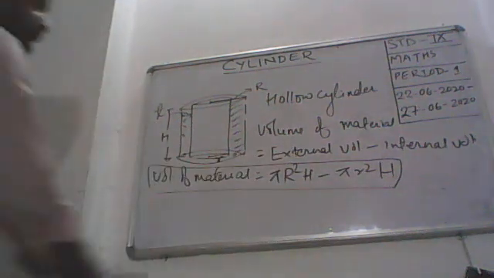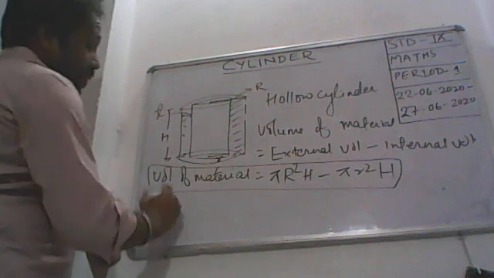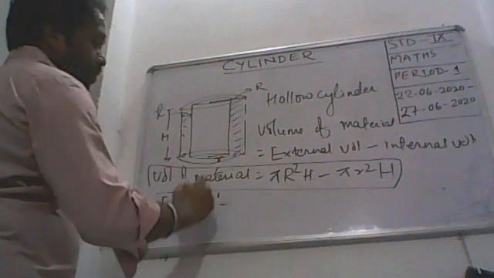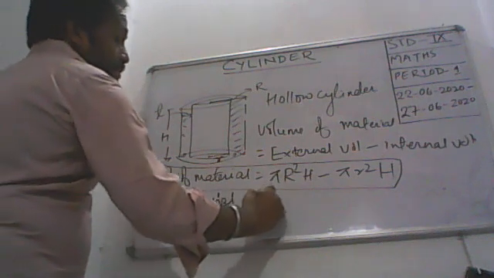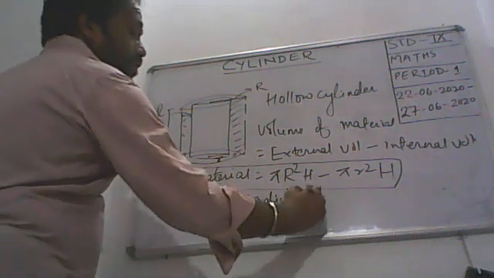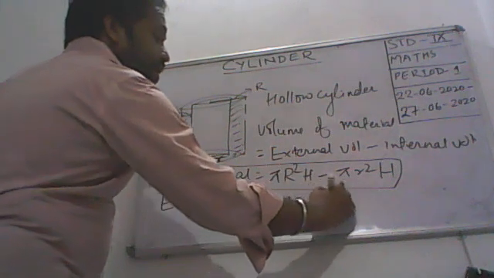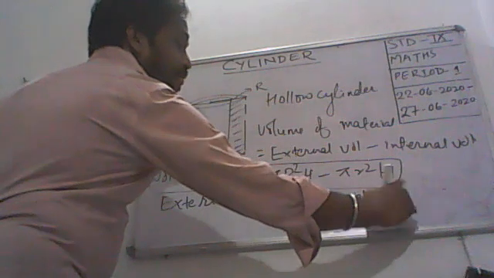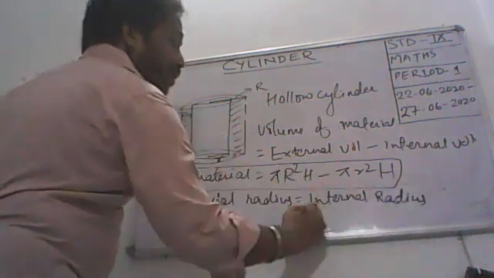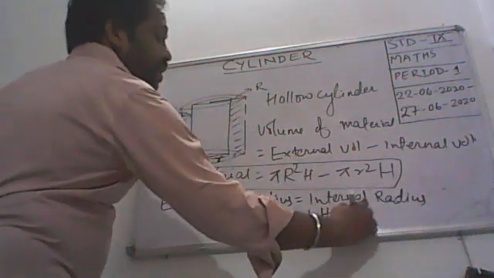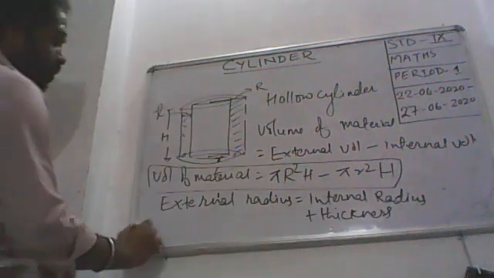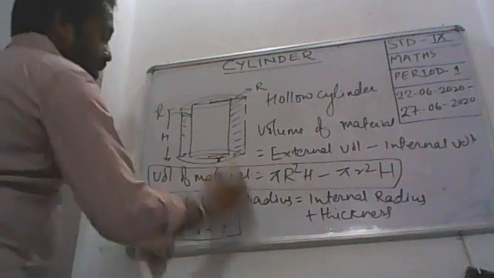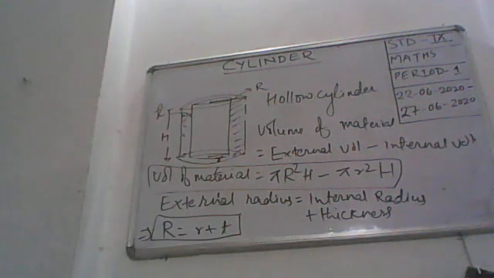Now what is the thickness? That means what is the relation between capital R, the external radius, and the internal radius plus thickness? That means capital R is equal to small r plus t. These things you have to remember, then you can solve any problem.